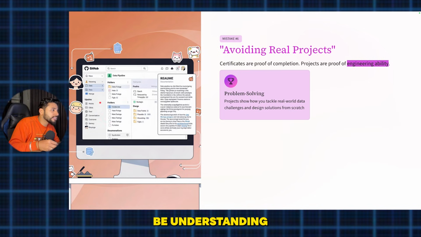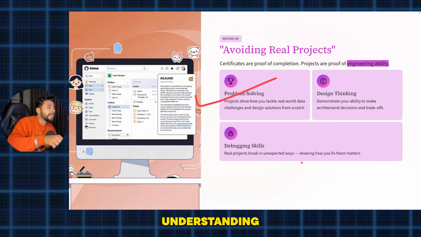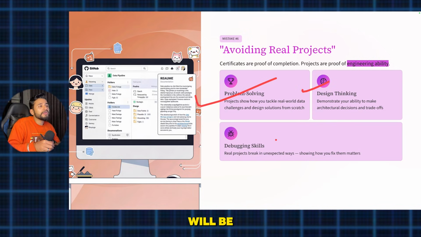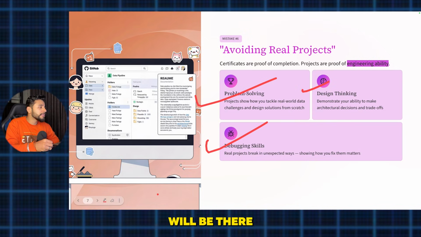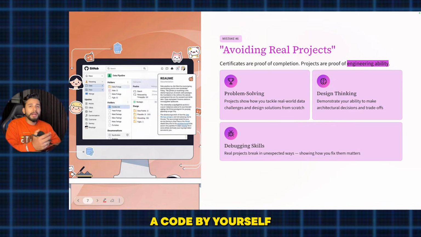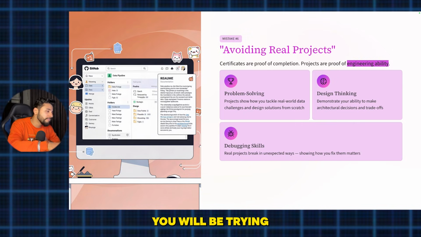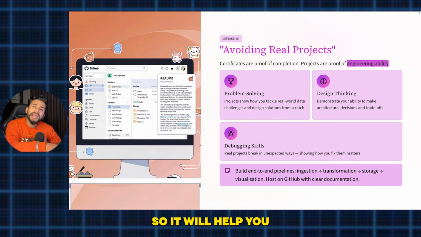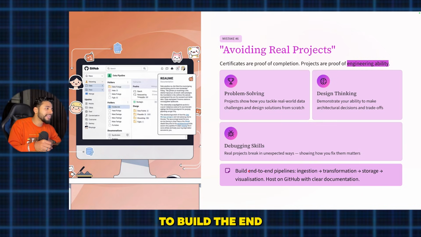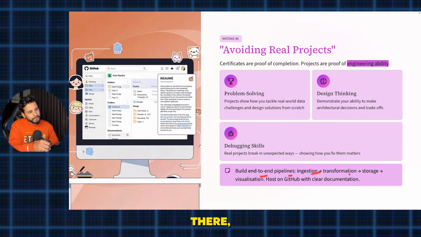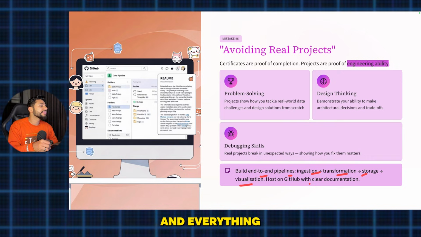You will understand problem solving and design thinking, and you will demonstrate debugging skills, because whenever you write code by yourself to build something, there will be a lot of failures. You will try to solve those, and it will help you understand things a lot better. So you will be able to build end-to-end pipelines: ingestion, transformations, storage, and visualization, and everything can be hosted on GitHub for version control.